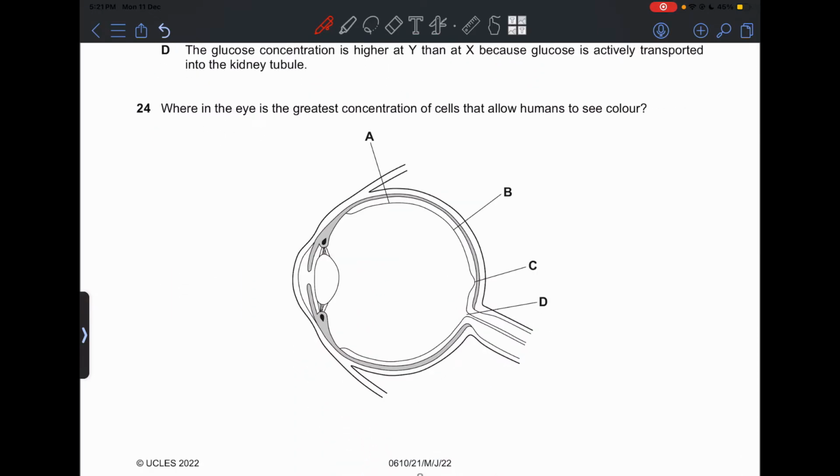24. Where in the eye is the greatest concentration of cells that allow humans to see colors? This is actually in the fovea, which is C.